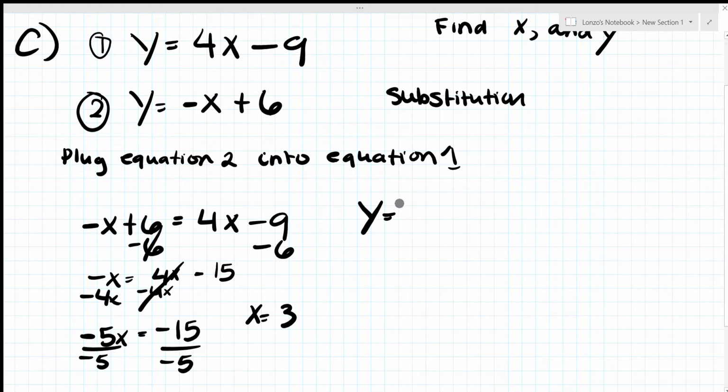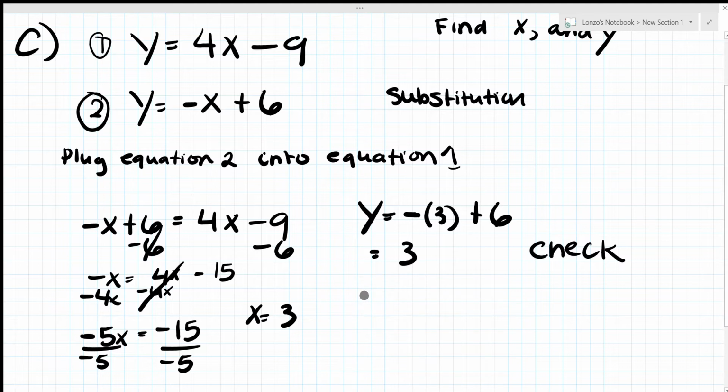So y equals negative, and then we said that x is going to be 3, plus 6. So 6 minus 3 is what? 3. So we got an x value of 3 and a y value of 3. Now we've got to check to see if it's true. So what you can do is plug in x equals 3 and y equals 3 into equation 1 and 2.